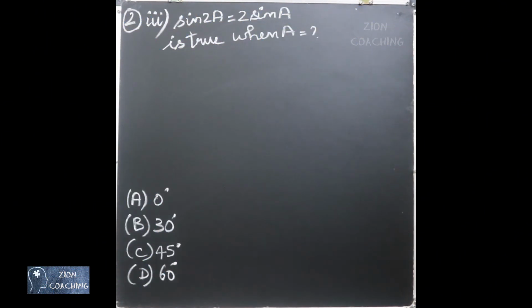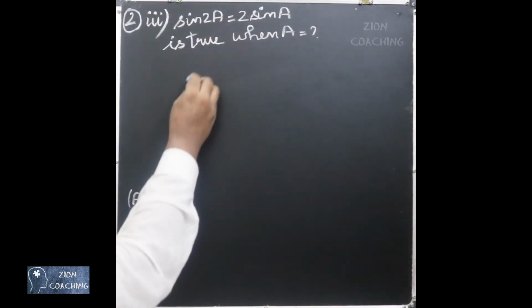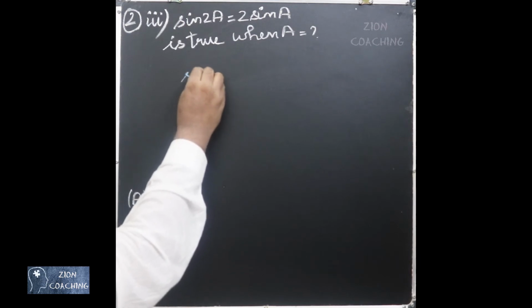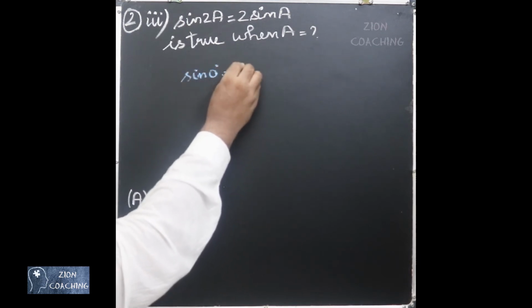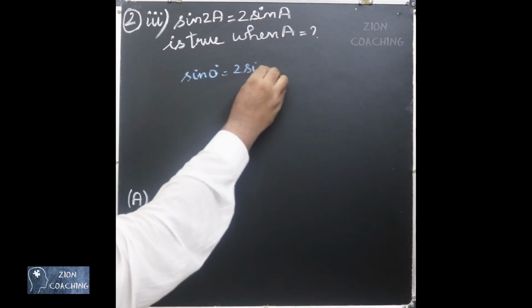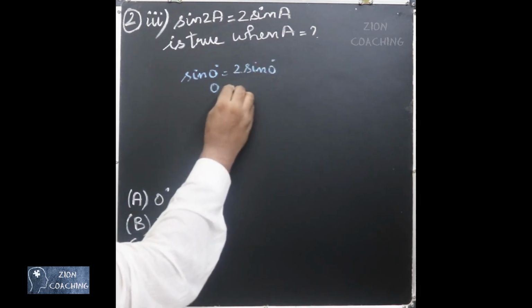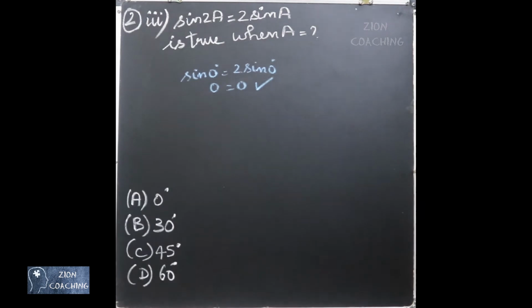Question number 2, third subdivision. The question is sin 2a is equal to 2 sin a is true when a is equal to, for what value of angle a that condition is true. That is what we have to find. So we will check one by one all the angles given here. Sin 2a, when you substitute 0, we will have sin 0 degree is equal to 2 times sin 0 degree. 0 equal to 0. So it is correct, true.